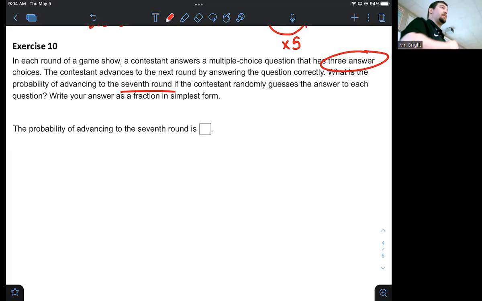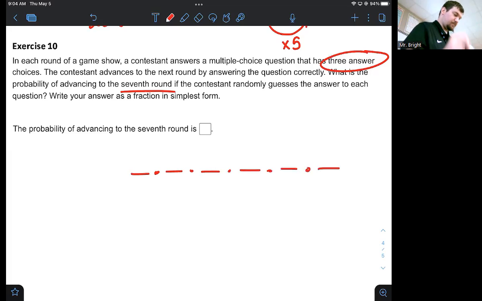That gets me to the 8th round. 6. Okay, see why it's 6? I just want to get to the 7th round. I'm not actually guessing yet on the 7th round. So there are 6 questions, and how many fractions will I need then? 6, 1 for every question. I'm guessing on every single one of them. Every question that I'm guessing on has 3 answer choices.